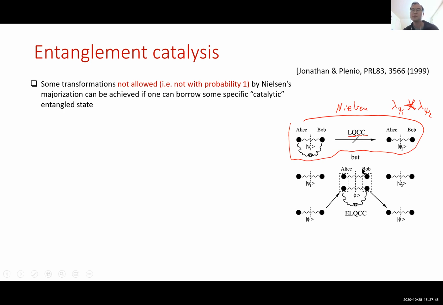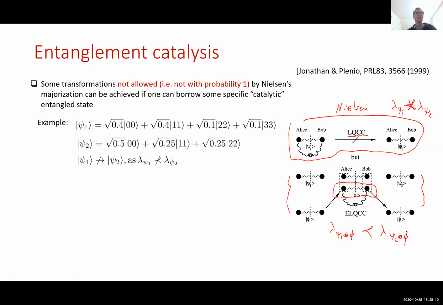But it is possible that even this is not allowed, if I have another entangled state, phi, jointly, the joint psi 1 and phi, if it happened to be majorized in this way, then this is possible, okay? So let me give you an example.